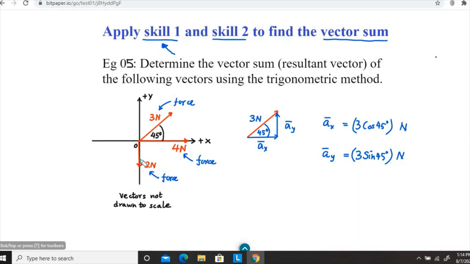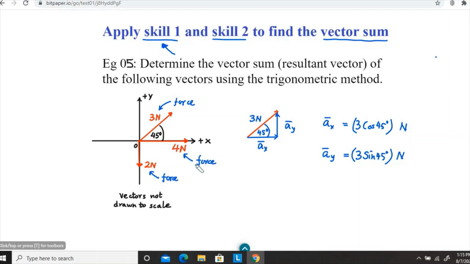No, because you can see the 2 Newton force in this case is along the y direction. It's actually pointing towards the negative y direction. The 4 Newton force is pointing towards the positive x direction. So they are already parallel to the x-axis or parallel to the y-axis, so we don't need to worry about those two. What we need to worry about are the vectors that are at an angle with the x-axis or with the y-axis. That's where we need to decompose those vectors into their x component vectors and y component vectors.